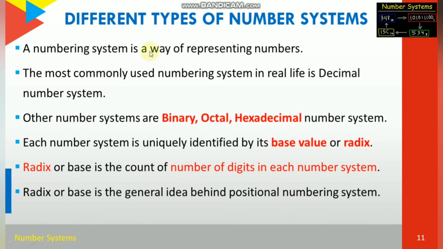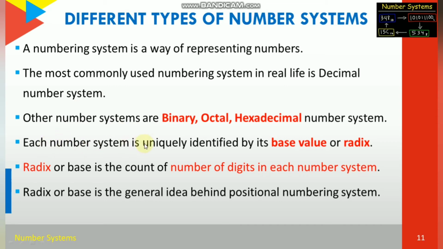So a numbering system is a way of representing numbers. The most commonly used numbering system is the decimal number system. So this is another 1 mark question. And other number systems are binary, octal, hexadecimal number system.